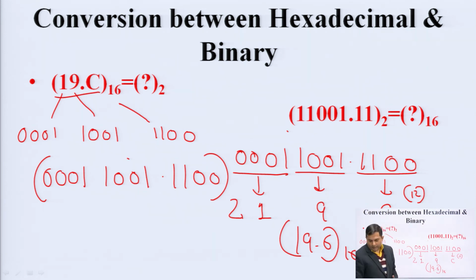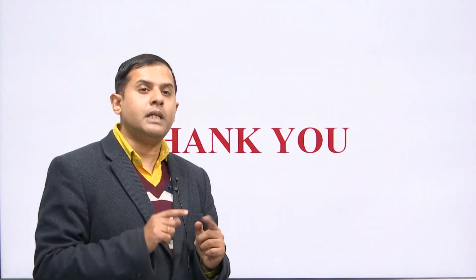Like that, we have converted between the binary and hexadecimal number systems, and hexadecimal to binary. Again, we have converted octal to binary and binary to octal. The main thing is the conversion of the decimal number system to other number systems and other number systems to the decimal number system. Okay, thank you.